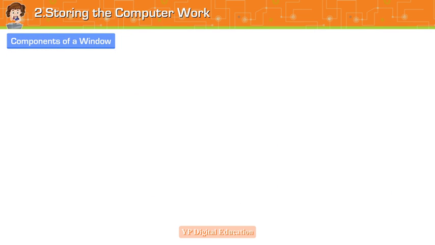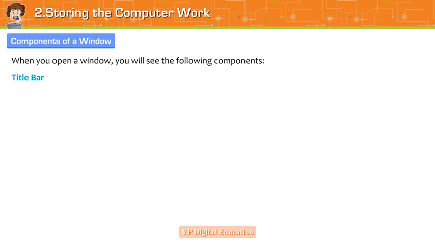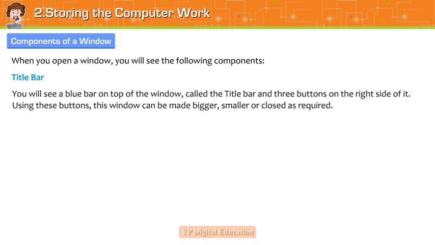Components of a window. When you open a window, you will see the following components: title bar, scroll bars, minimize, close, maximize. Title bar. You will see a blue bar on top of the window called the title bar and 3 buttons on the right side of it. Using these buttons, this window can be made bigger, smaller, or closed as required.